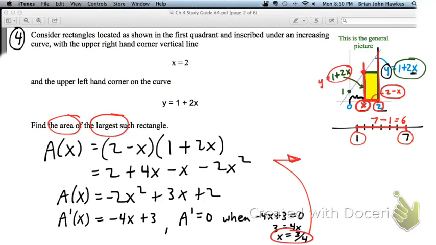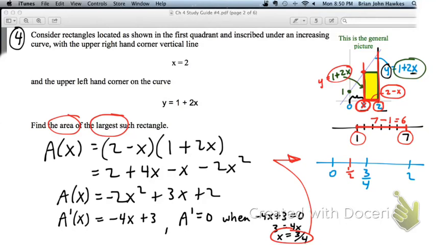We just found the critical point, when A prime is equal to 0. I'm confident that it's going to yield our maximum value, but let's make sure of that. We put 0 here and 2 here. X can't be less than 0 and it can't be greater than 2. When we put 3/4 here in the middle, we can pick a test value of, let's say, 1/2.